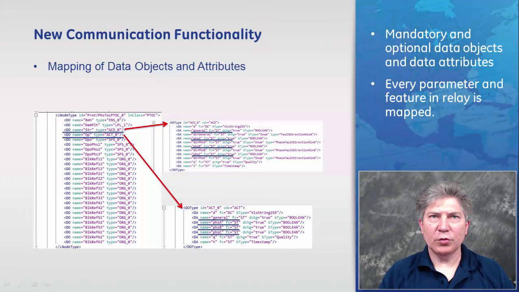In the logic nodes, we not only map the mandatory objects, but we also include the optional data objects and data attributes as well. This means that every parameter and feature available in the relay is now mapped. The comprehensive and self-described data makes it easier to integrate the IEC 61850 services such as reports, GOOSE, and client-server.